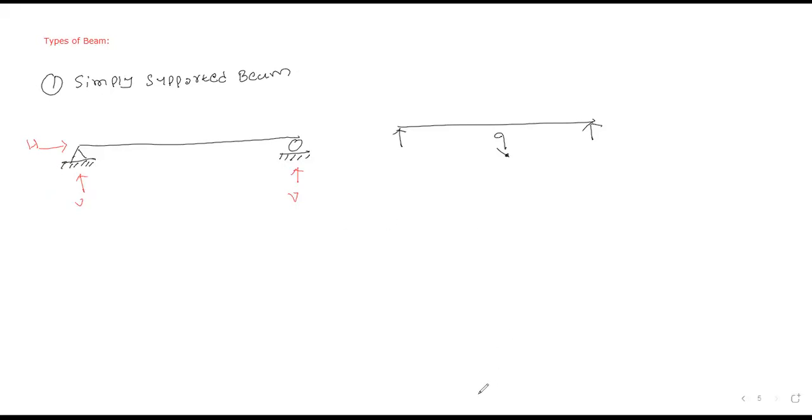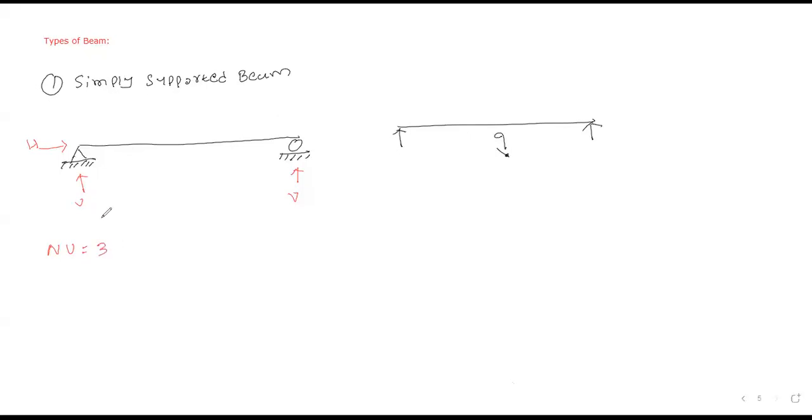Can I say these reactions are nothing but your number of unknowns? Now tell me, how many unknowns are there in the structure? Three: the two reactions at the hinge plus one reaction at the roller. Yes, correct. So we have 3 unknowns.